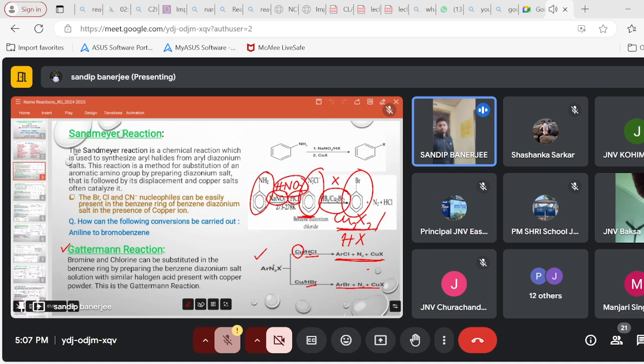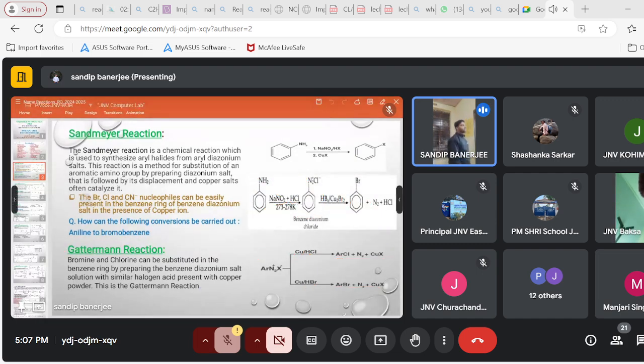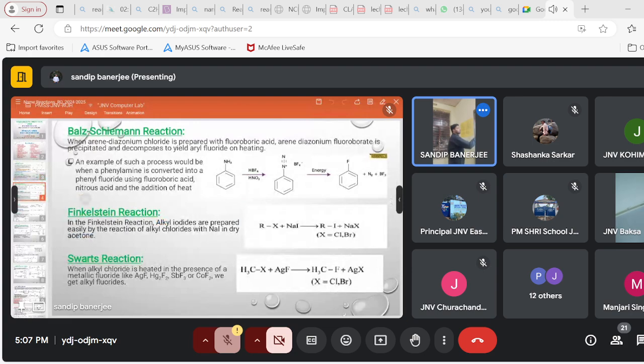Any question, anyone, please? Okay, no question. Now, by these two processes, as I told you, we can synthesize chlorobenzene, bromobenzene, and cyanobenzene, but not fluorobenzene. To produce fluorobenzene, you have to utilize another reaction, which is another name reaction, famously known as the Balz-Schiemann reaction.